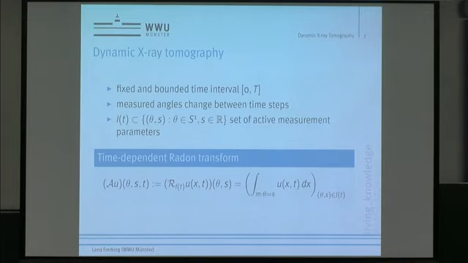And with this definition, we can introduce the time-dependent variant of the Radon transform, which is given in this box here. And as you can see, the time-dependent Radon transform basically consists of parts of the static Radon transform, which are only applied to those angles that are actually active in this specific time step.